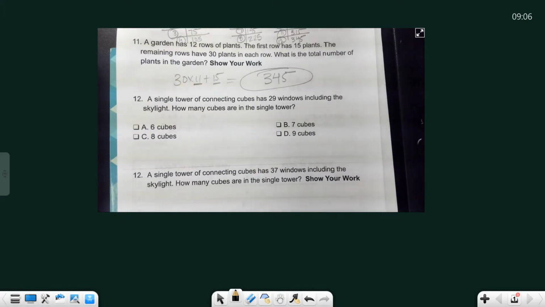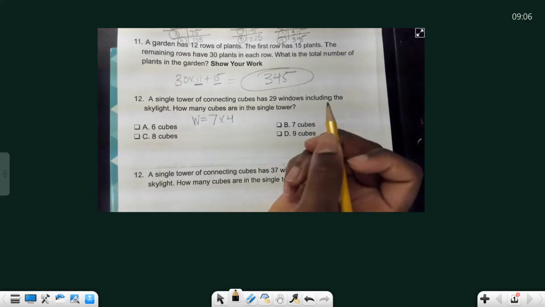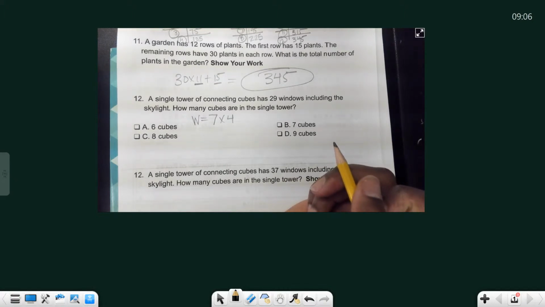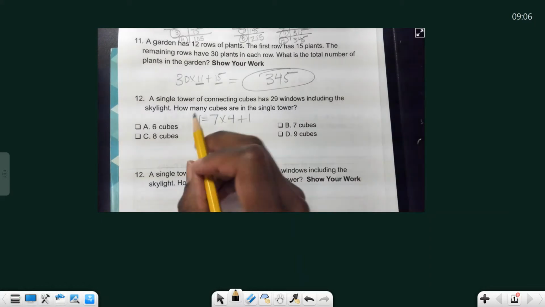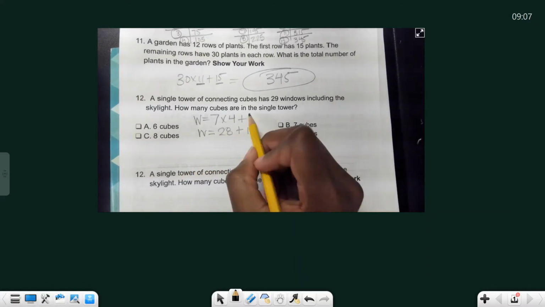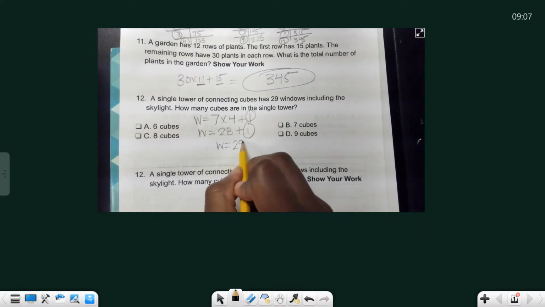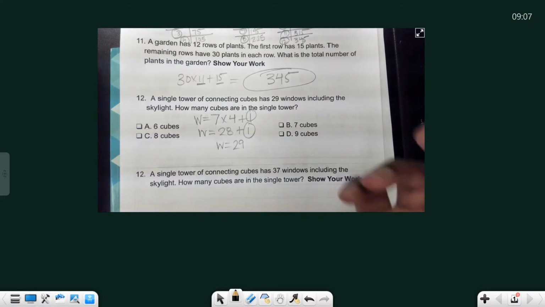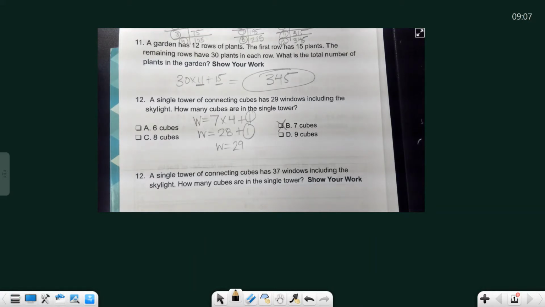I multiplied 4 times 7 because I knew that each cube, once you add another cube on, is going to have 4 windows. Correct? So 4 windows and 7 cubes, that's 28, but you have to include the skylight. And the skylight is represented by the number? 1. So there should be 29. So it would be B. 7 times 4 is 28, plus 1 gives you 29.